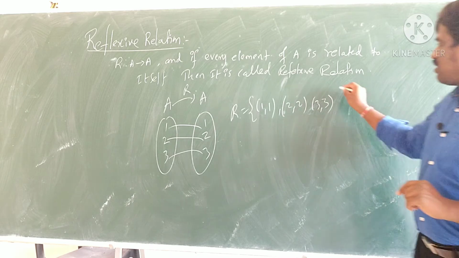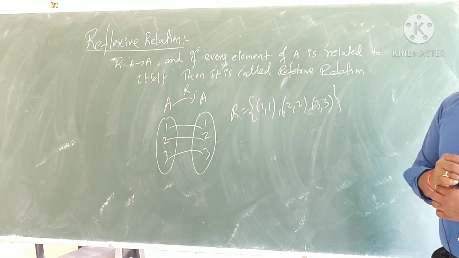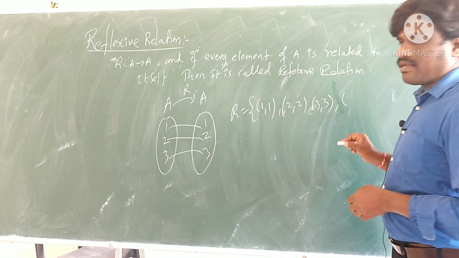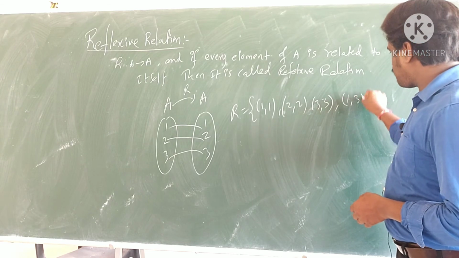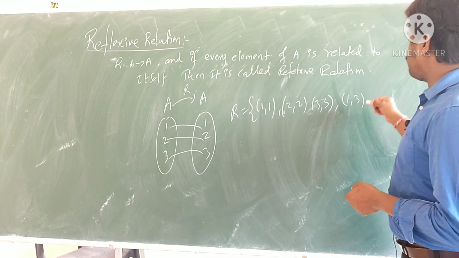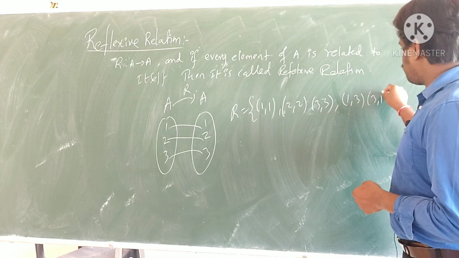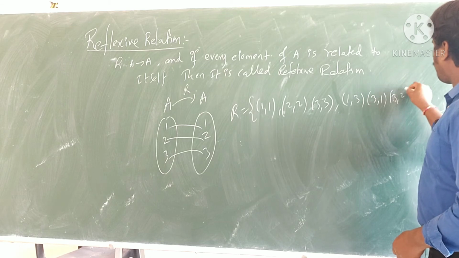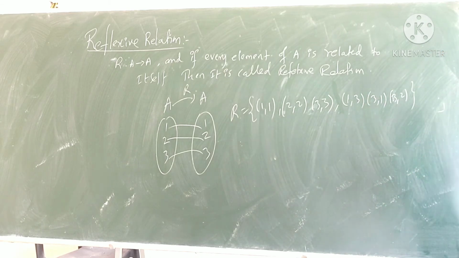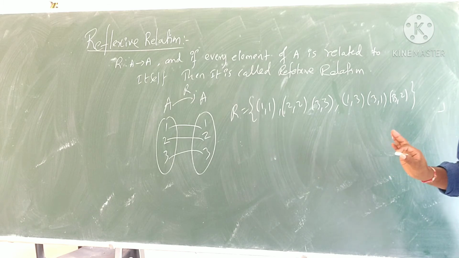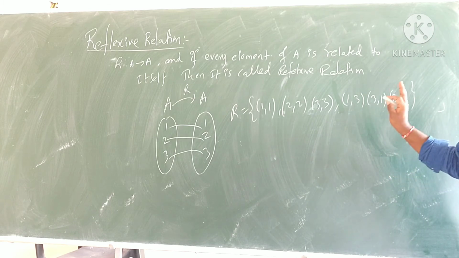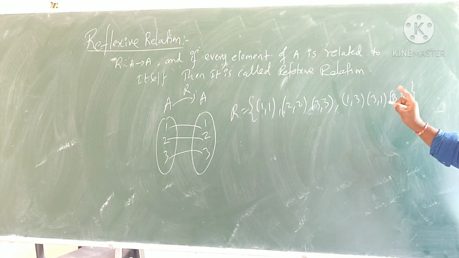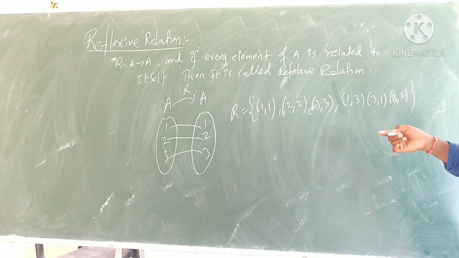If I write exactly like this, we can say identity. But if I write one more ordered pair, like 1 comma 3 extra, then 3 comma 1, anything like this, and next 3 comma 2, suppose, then this is a reflexive relation, but it is not an identity relation. Understood? It is reflexive but not identity. It means what?